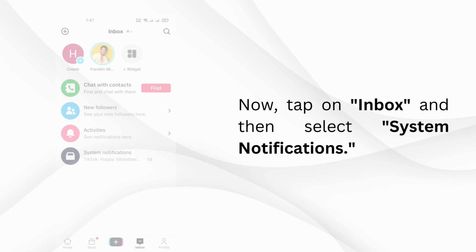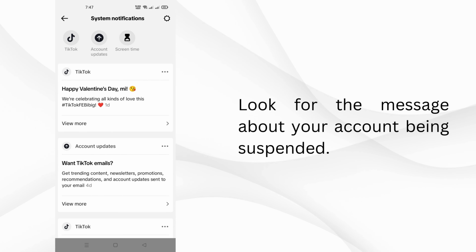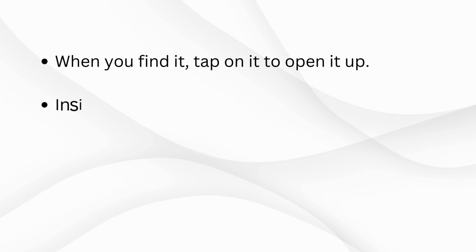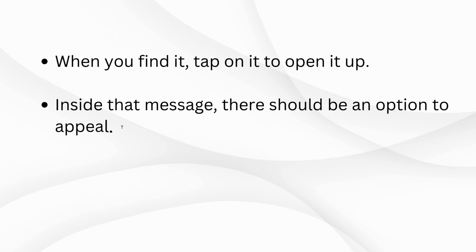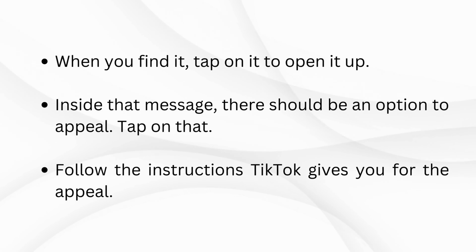Now, tap on Inbox and then select System Notifications. Look for the message about your account being suspended. When you find it, tap on it to open it up. Inside that message, there should be an option to appeal. Tap on that. Follow the instructions TikTok gives you for the appeal.